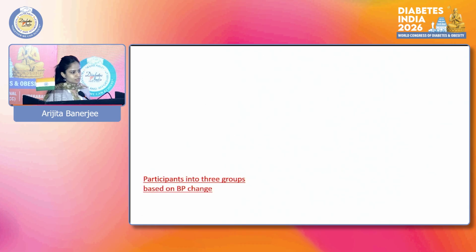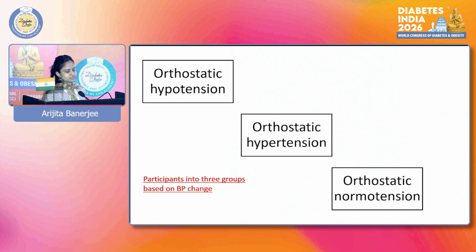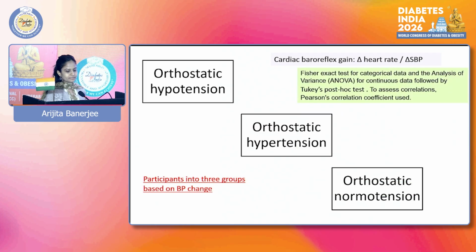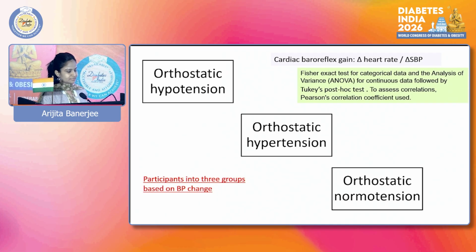Based on the blood pressure changes, we divided the diabetic patients into three groups: orthostatic hypotension, orthostatic hypertension and orthostatic normotension. The three groups were compared using ANOVA, followed by Tukey's post hoc analysis for the group differences. Baroreflex gain was calculated as the delta heart rate to the delta systolic blood pressure, where delta is between the supine and the standing position.